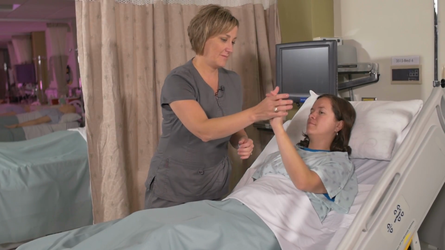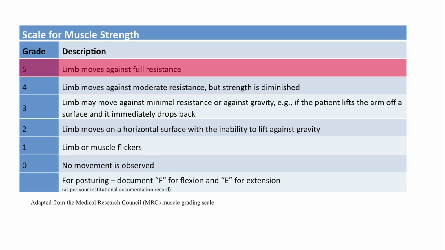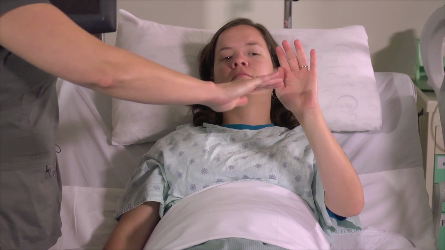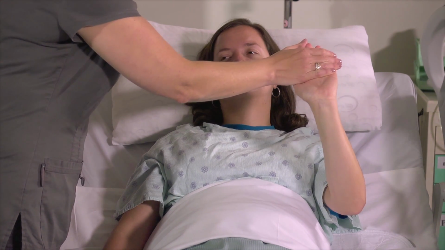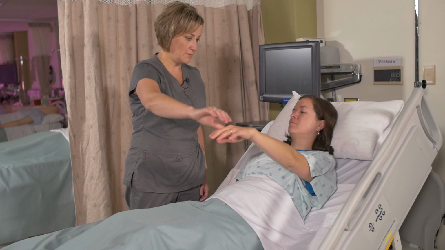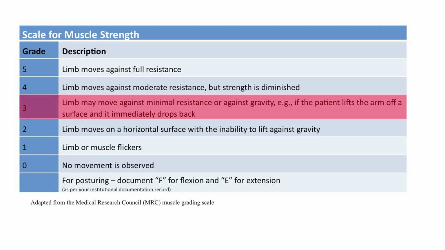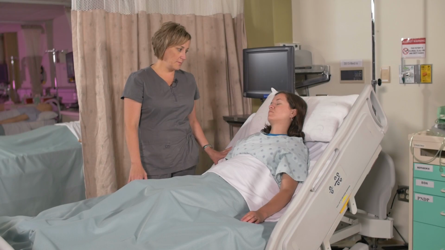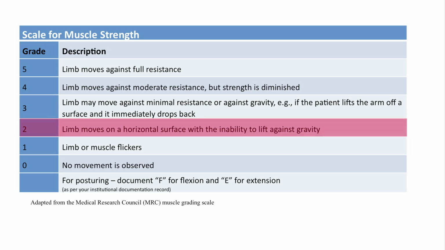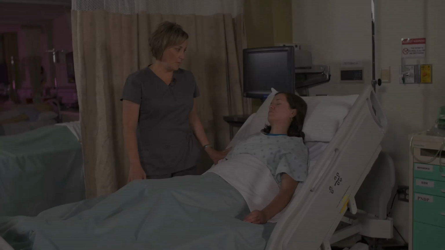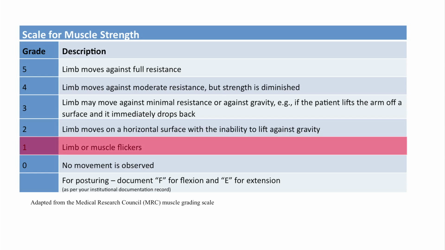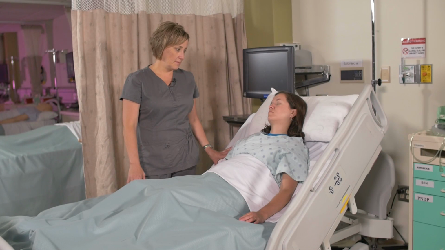Grade 5. Limb moves against full resistance. Grade 4. Limb movement against moderate resistance, but strength is diminished. Grade 3. Limb may move against minimal resistance or against gravity. Grade 2. Limb moves on a horizontal surface with the inability to lift against gravity. Grade 1. The limb or the muscle flickers. Grade 0. No movement is observed.